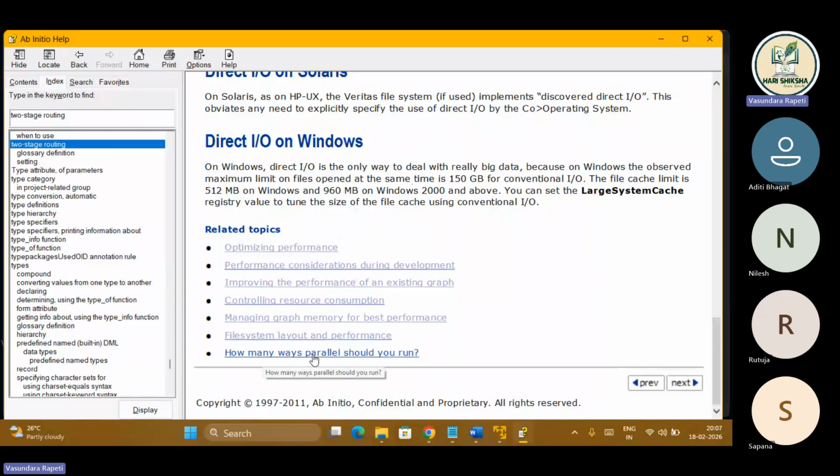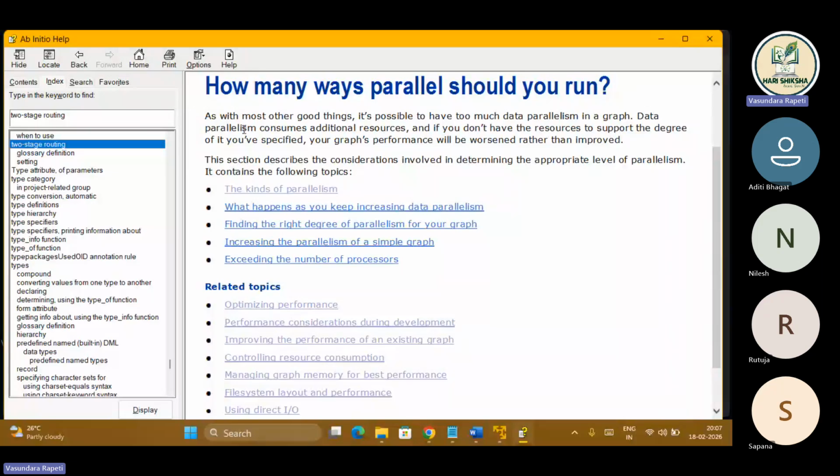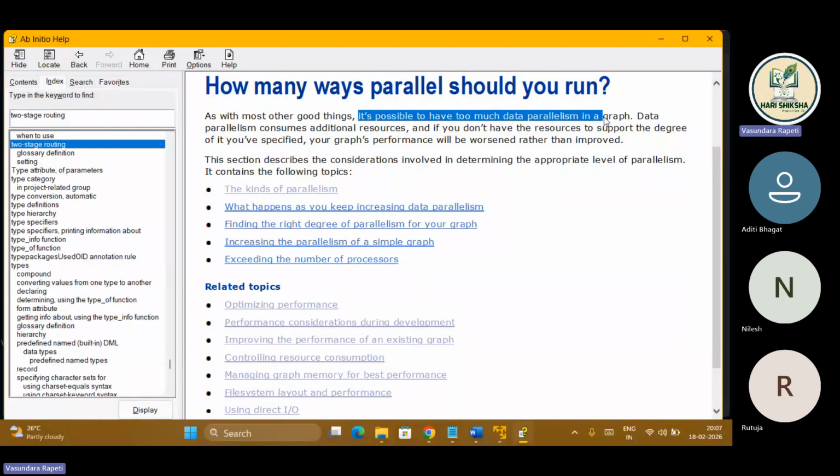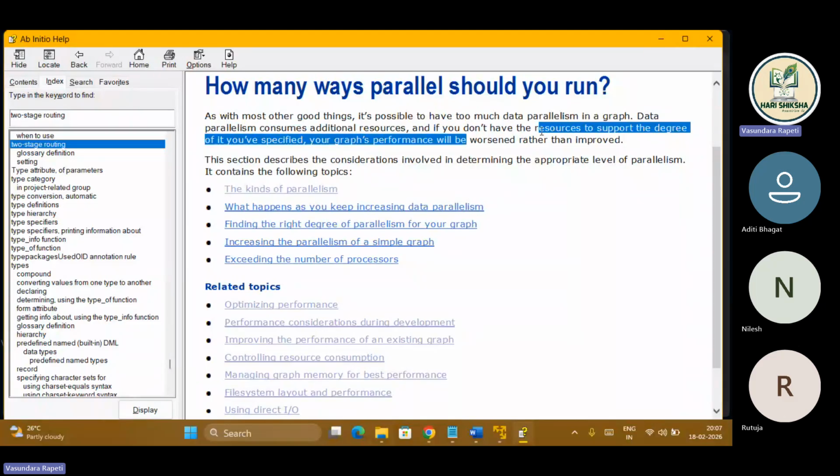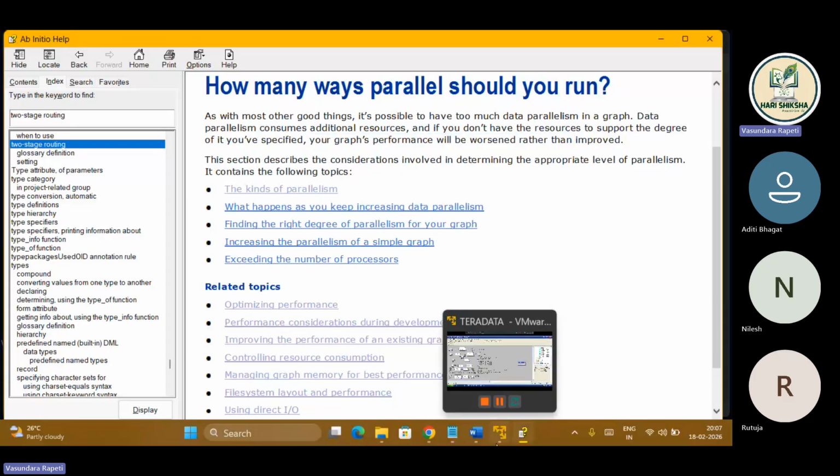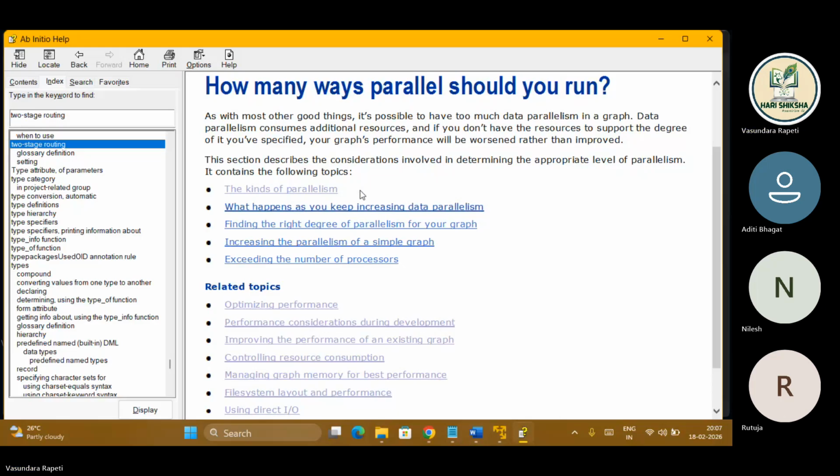Next is how many ways parallelism should you run? As with most other good things, it's possible to have too much data parallelism in a graph, because data parallelism consumes additional resources. If you don't have the resources to support the degree of parallelism you have specified, your graph performance will be worse. So what to do: if you have many machines and enough good RAM, then only go for that degree of parallelism. Otherwise, tell the customer no.